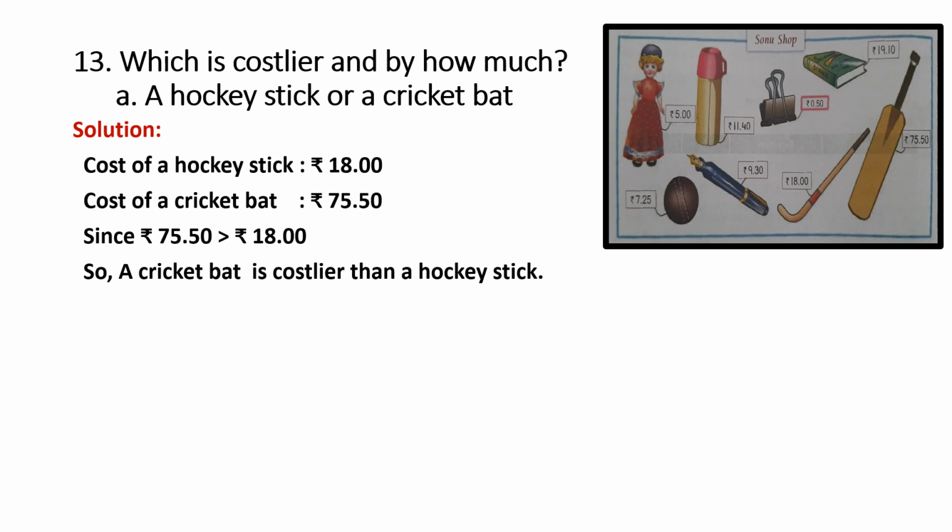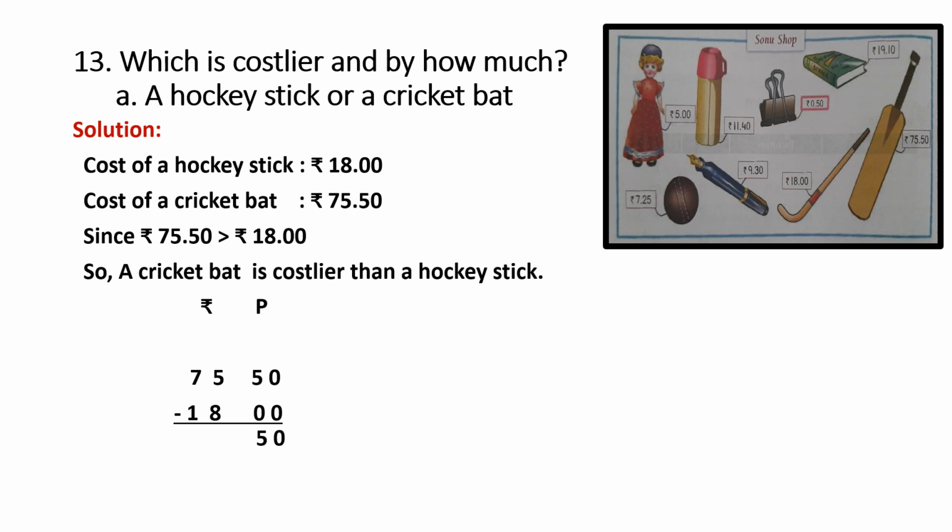Now another part says by how much. So we need to find out the difference between the two. Since 75 rupees 50 is a greater number than 18 rupees, I write 75 rupees 50 paisa on top, under the headings rupees and paisa, minus 18 rupees. I do the difference of paisa. 0 minus 0 is 0. 5 minus 0 is 5, so I get 50.